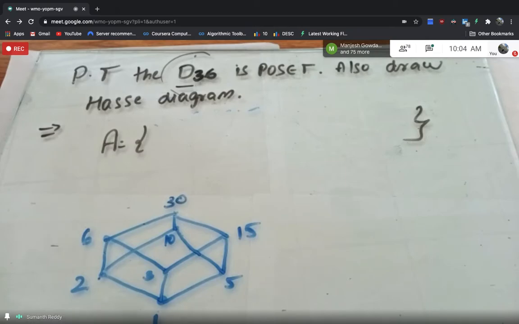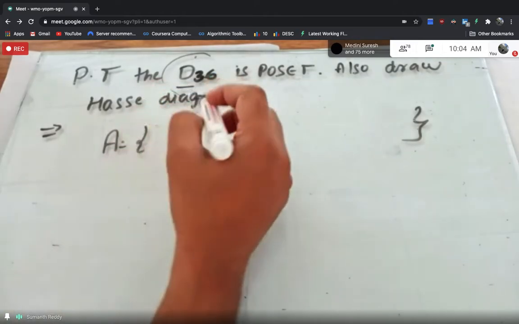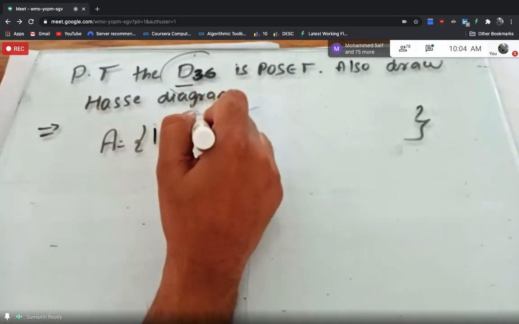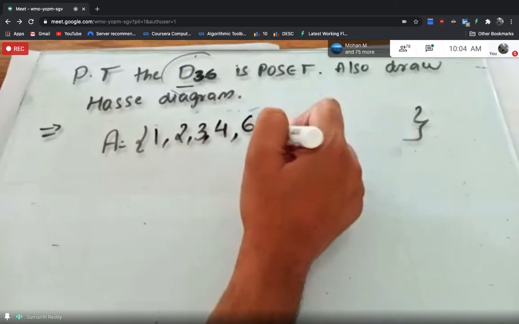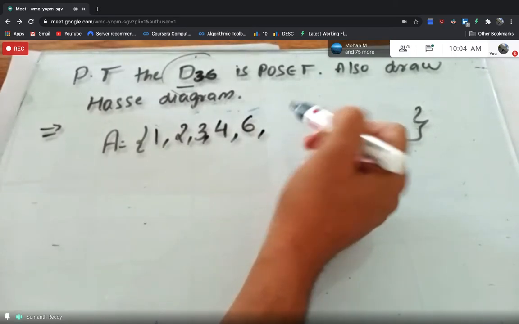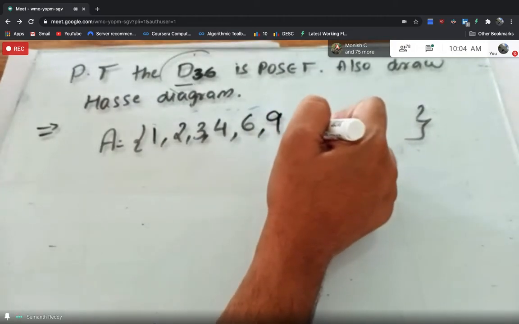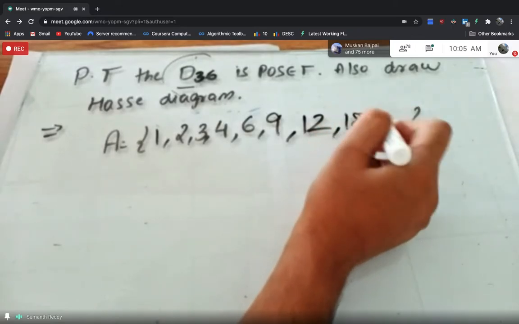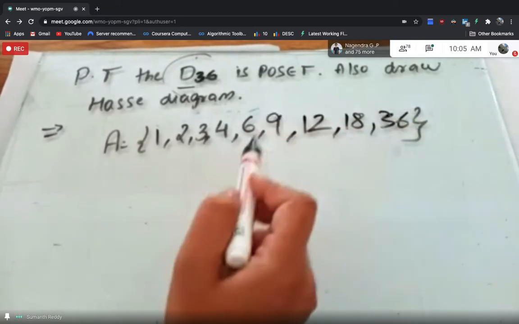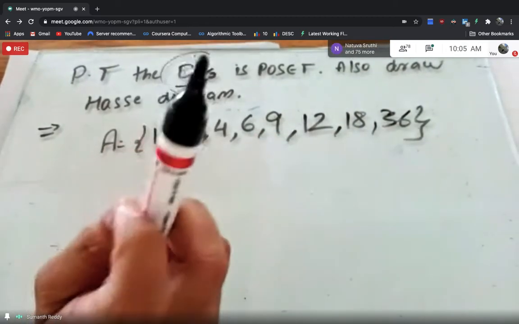Students, I think you have solved it. So I will also solve. If you have any doubts, you can cross check. The set of elements this time will be 1, 2, 3, 4, 6. 5 I cannot include. 8 also I cannot include. 9, yes, I can include. What else? 12, yes, 12 is correct. 18 and then 36. So the set of elements should be 1, 2, 3, 4, 6, 9, 12, 18, 36. You should get 9 numbers.